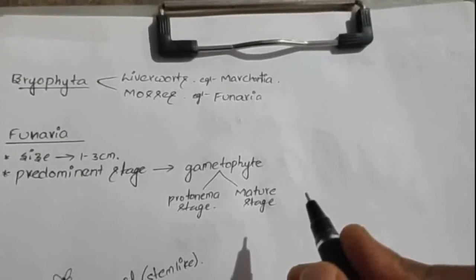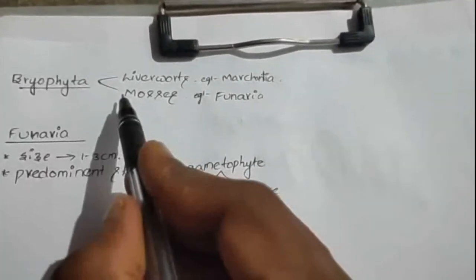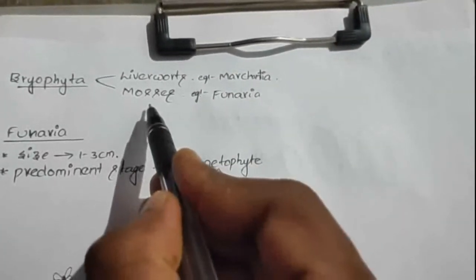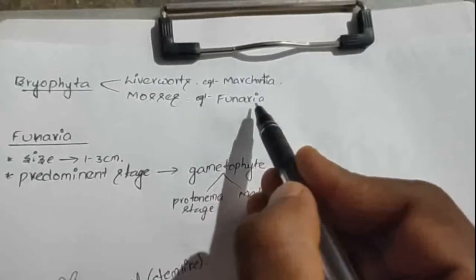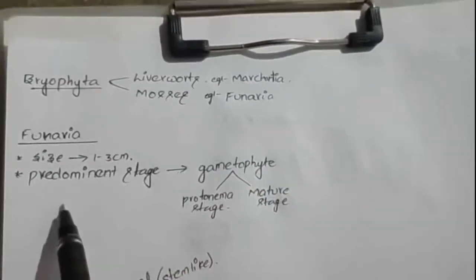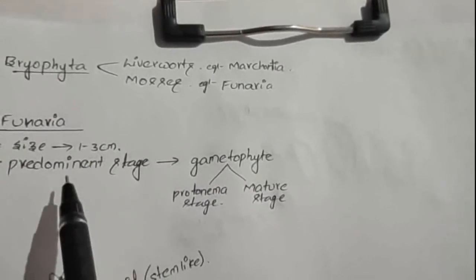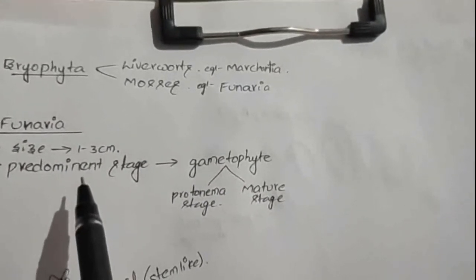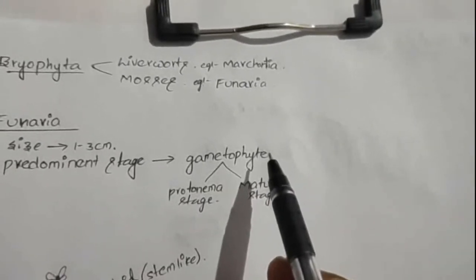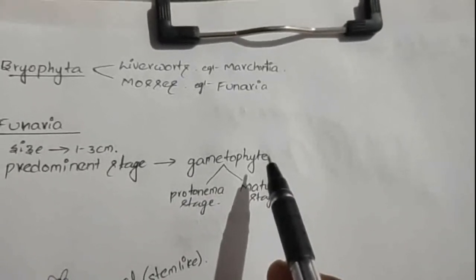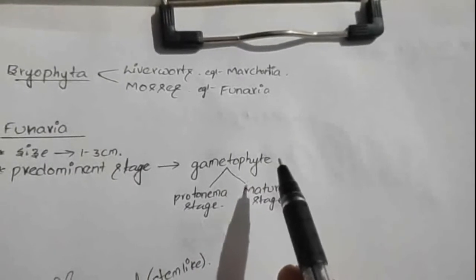In this video we are going to discuss Funaria. Phylum Bryophyta is divided into two groups, liverworts and mosses. Under mosses we can see Funaria as an example. The size of Funaria is normally 1 to 3 centimeters and the predominant stage of Funaria is the gametophyte. This means that in the life cycle of Funaria, most of the stages are gametophytic.